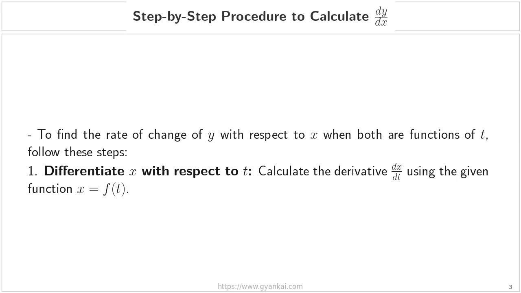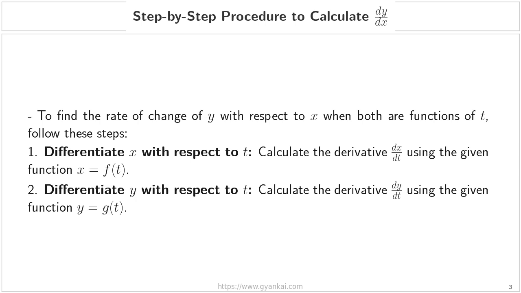First, we begin by focusing on the variable x: you need to differentiate x with respect to t. This involves taking the given function, x equals f of t, and calculating its derivative, which we denote as dx over dt. Second, we perform a similar operation for the variable y: differentiate y with respect to t by calculating the derivative of the function y equals g of t. This will give us the value for dy over dt.